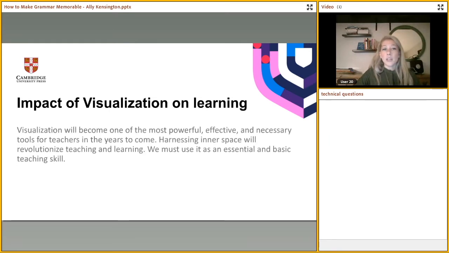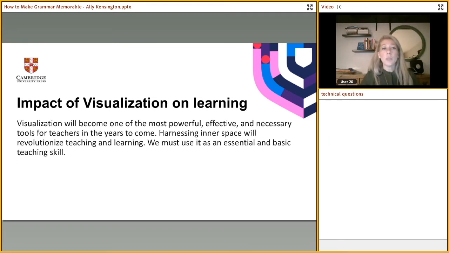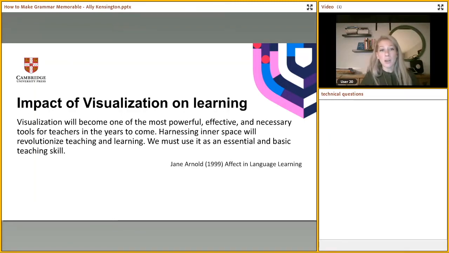Impact of visualization on learning. Visualization will become one of the most powerful, effective, and necessary tools for teachers in the years to come. Harnessing the inner space will revolutionize teaching and learning. We must use it as an essential and basic teaching skill. Why not use it to our advantage? We're going to be doing another visualization activity from Jane Arnold.